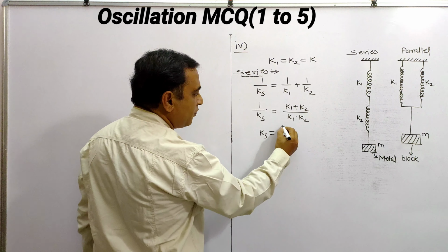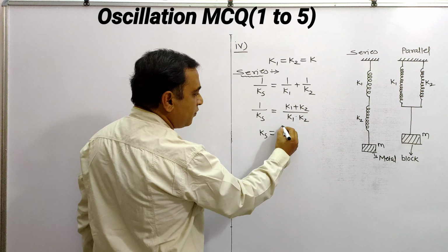T is equal to 1 by N. So 1 by N means 1 by 2 pi under root of K upon M. This is the basic formula. For the series, we have Ns is equal to 1 upon 2 pi under root of K in series divided by M. And this is considered as equation number 1. And what about the parallel? Np is equal to 1 upon 2 pi under root of K P upon M.